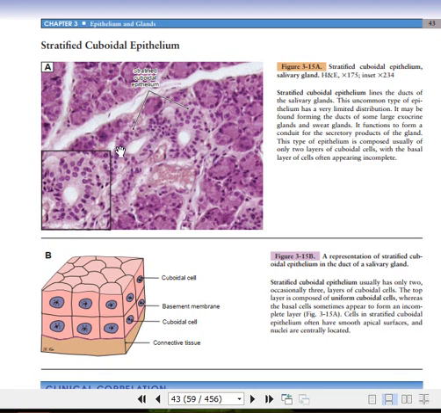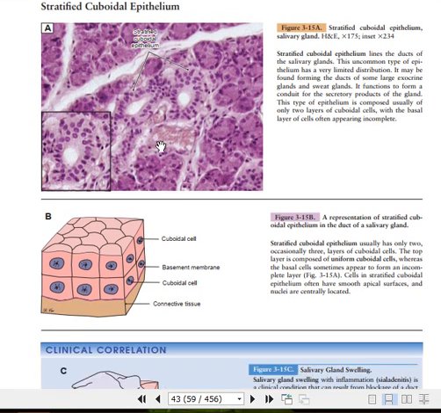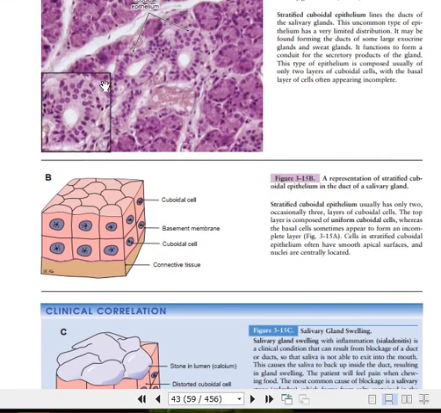Now it's good to have a stratified cuboidal epithelium at the level of the duct, such that there is no reabsorption, because normally if there is only one layer of cells, there is going to be easy reabsorption into the blood vessels underneath. So that's why they need a stratified epithelium at the level of the duct, such that there is no reabsorption of the secreted product. Is it clear? So that is the histology representation.